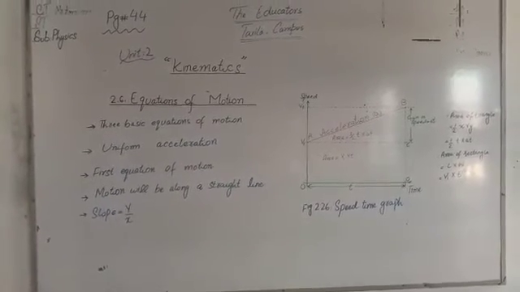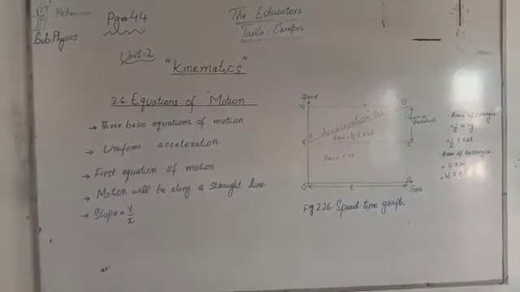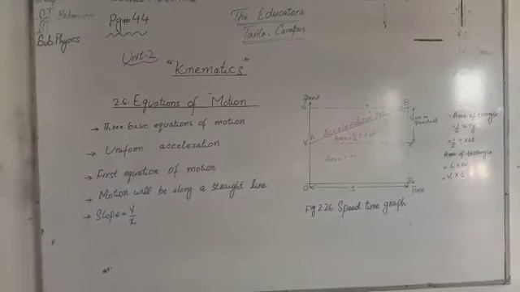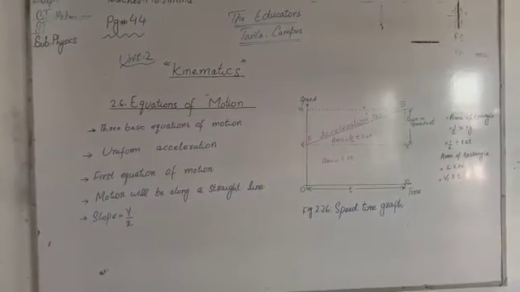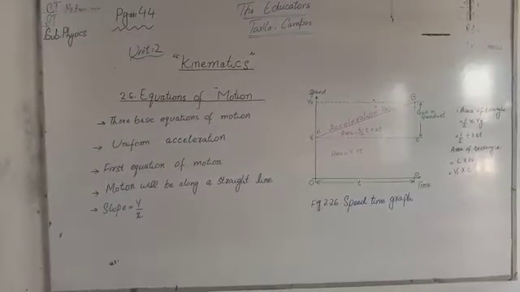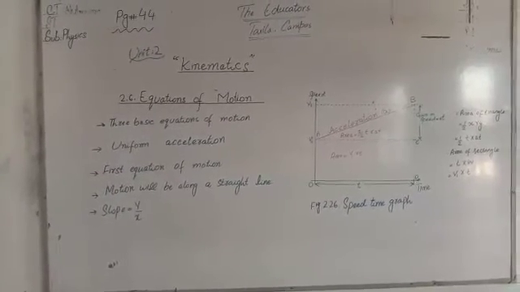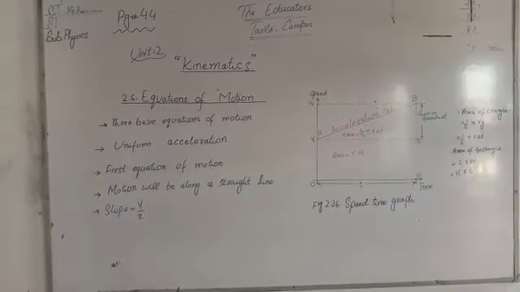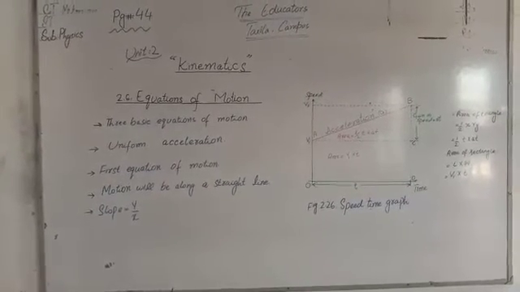To simplify the derivation of these equations that we are going to find out, we assume that the motion is along a straight line. Keep in mind, students, that the motion is along a straight line. Hence, we consider only the magnitude of displacement, velocities, and acceleration.